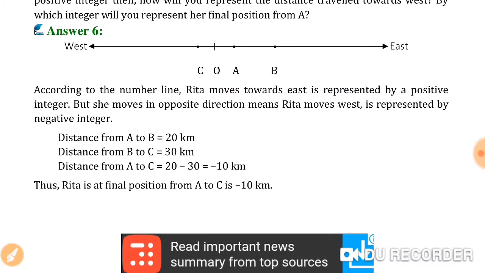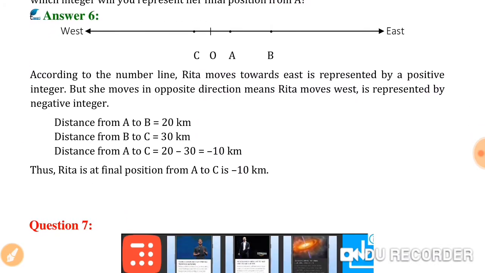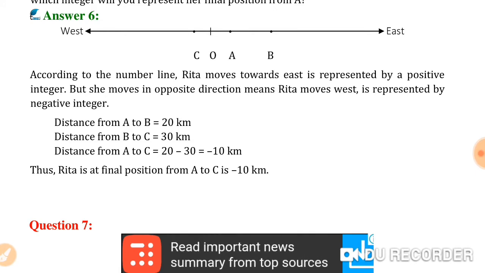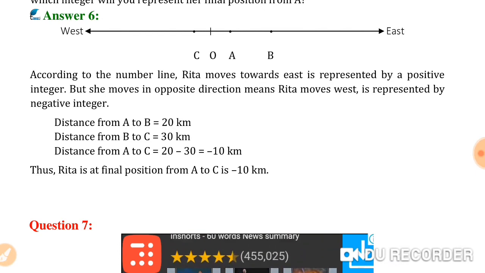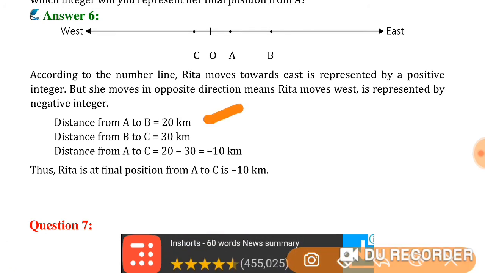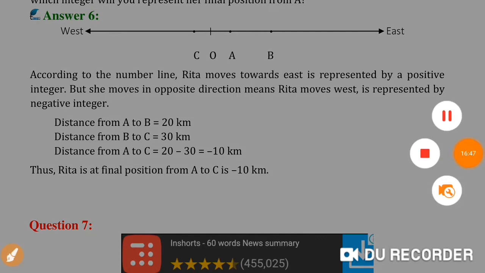See the answer. According to the number line, Rita moves towards east is represented by a positive integer, but when she moves in the opposite direction, that means west, it is represented by a negative integer. So A to B is 20 kilometers, B to C is 30 kilometers. The distance from A to C is 20 minus 30, that is minus 10 kilometers. So Rita's final position from A is minus 10 kilometers.